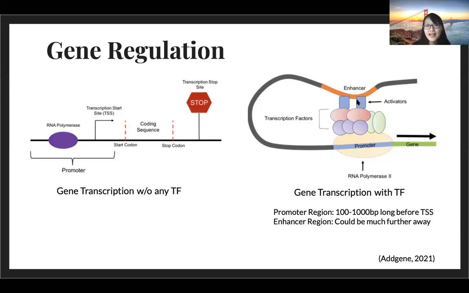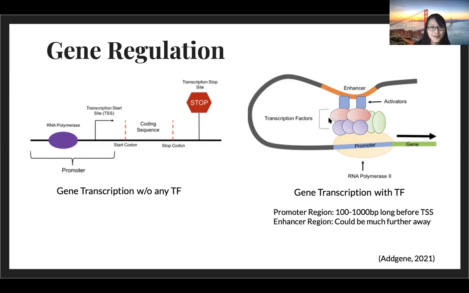And you can also have TFs binding to the enhancer region that's like much further away from your TSS, transcriptional starting site. And then those TFs will recruit other TFs binding in promoter that can then either increase or decrease RNA polymerase binding, which will then further affect downstream gene transcription. And usually for promoter binding, it's very close region, around 100 to 1 kb long before the TSS. While for enhancer, it could be much further distance and usually will form this loop-like structure when they are working in gene transcription, okay?